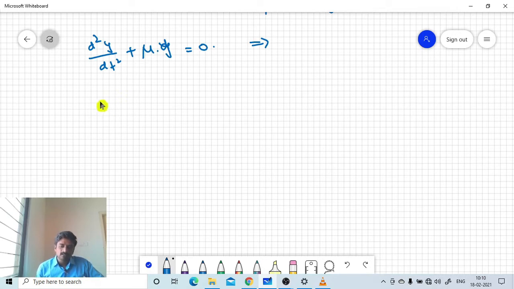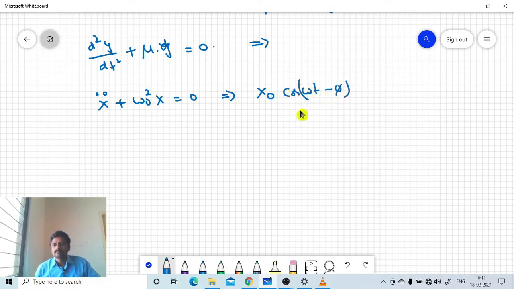In the present case we have X double dot plus omega naught square X is equal to 0. It is the same type of equation: d square X by dt square plus omega naught square into X is equal to 0. The solution of this equation we will get with some constant X naught into cos of omega t minus phi. This type of solution we will get.